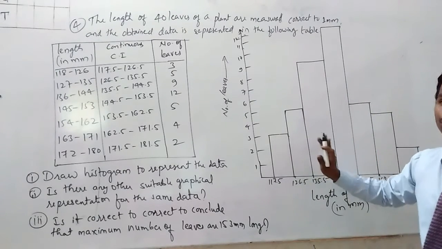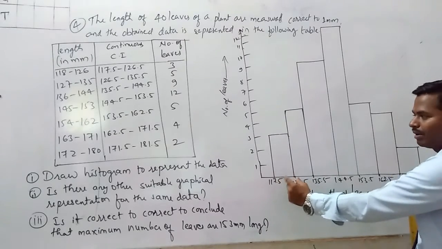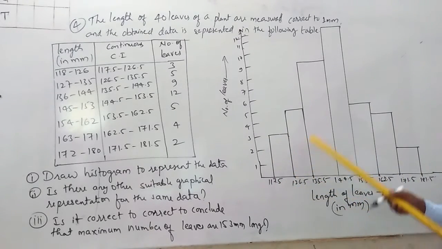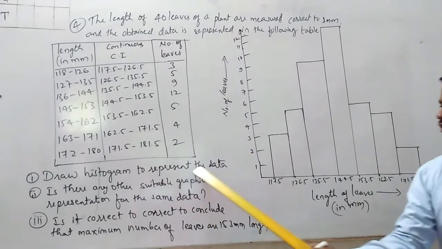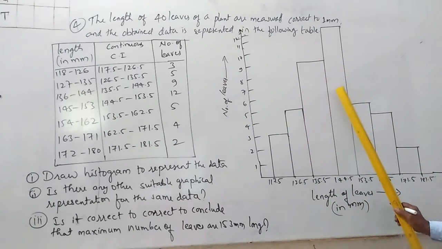This is the histogram represented. In a bar graph, there will be gaps between the bars. Here, there is no gap between the bars. This is called a histogram of the given data. The first question is, draw the histogram to represent the data. This data is represented in the form of a histogram.